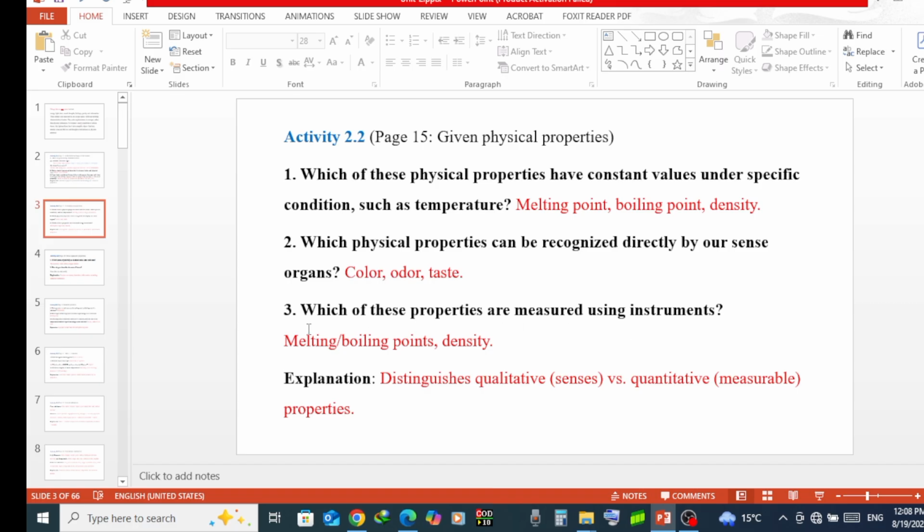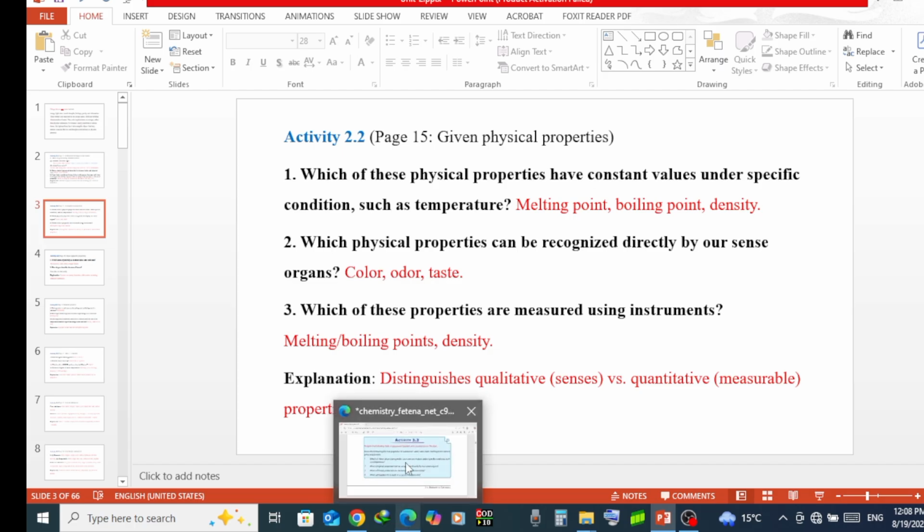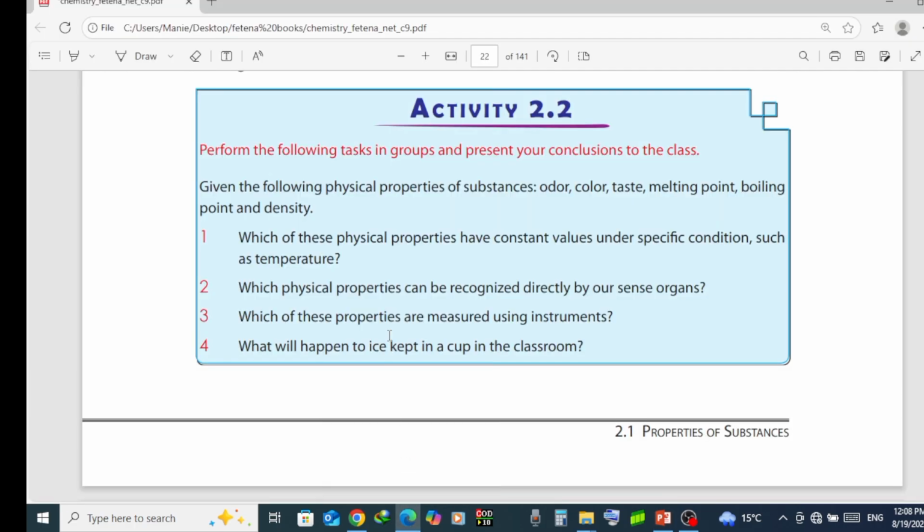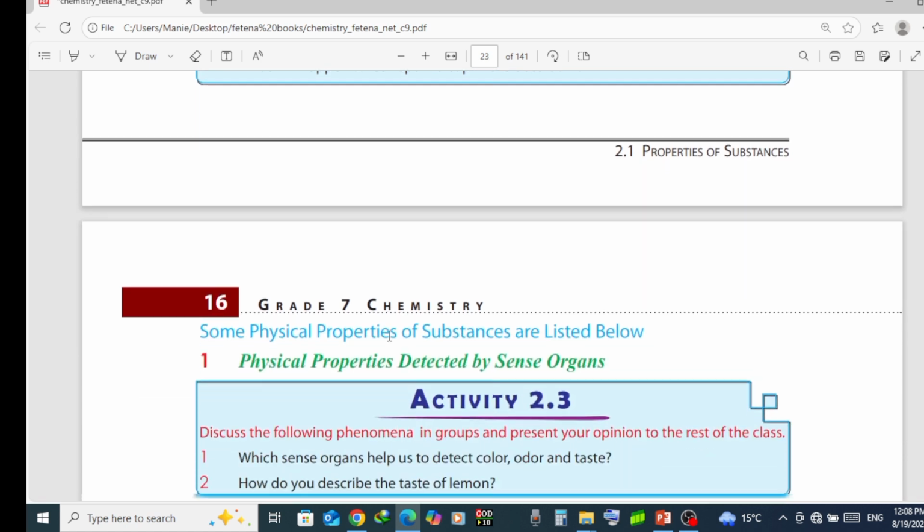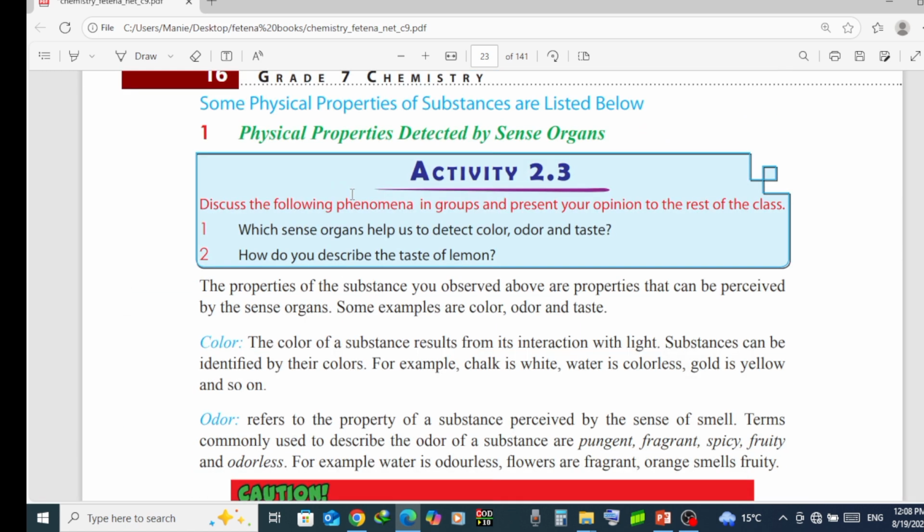All right. If these are the answers to the activities, let's get back to the main part of the lesson. Okay, let's see some physical properties of substances which are listed below. The first one is the physical properties detected by sense organs.